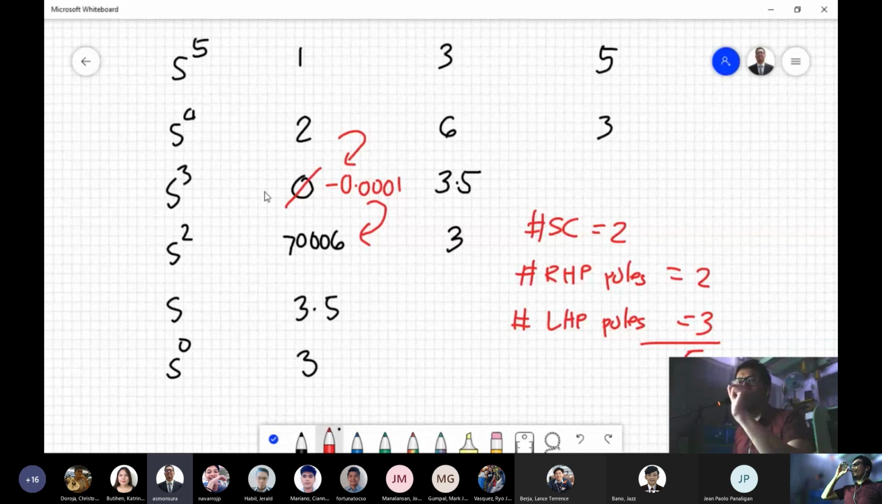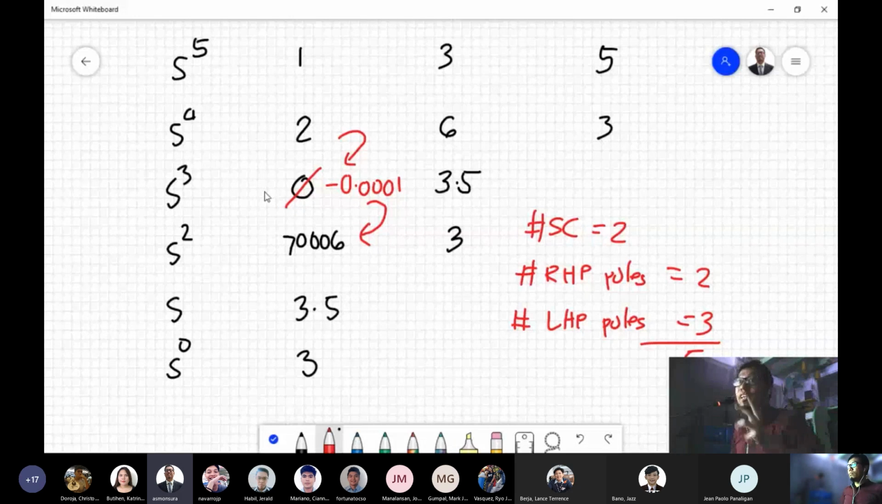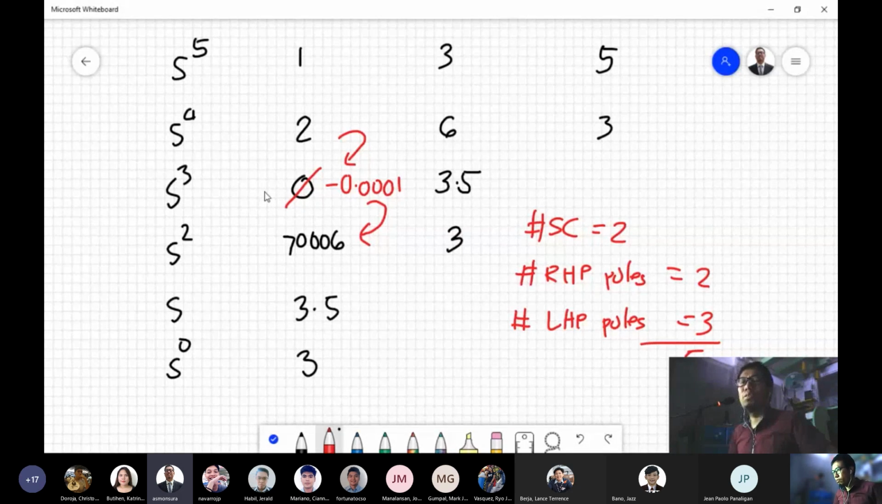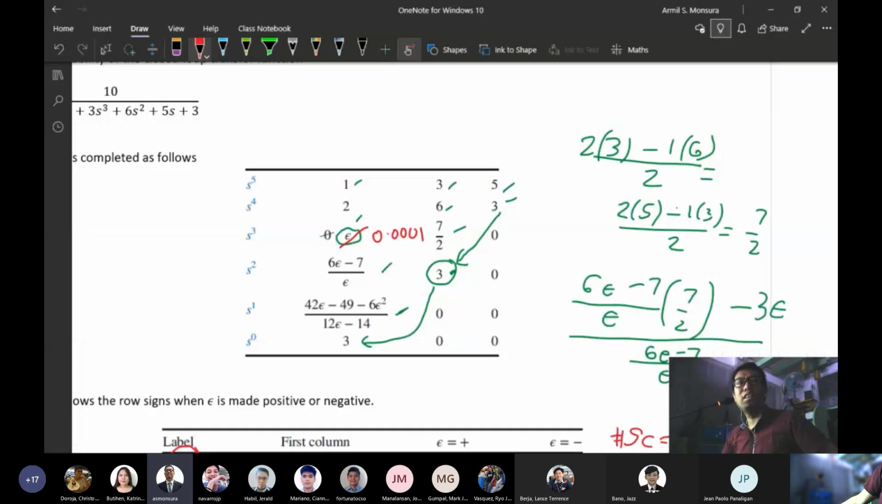Especially kung medyo alanganin yung location ng isang pole. Lalo na kung nasa gitna talaga siya, or yung malapit talaga siya sa gitna. So baka pwede. Pero as of now, sa tagal nating tinuturo nito, hindi pa naman ako nakaka-encounter na nagpalit ito ng results. So that's one way we can solve this.